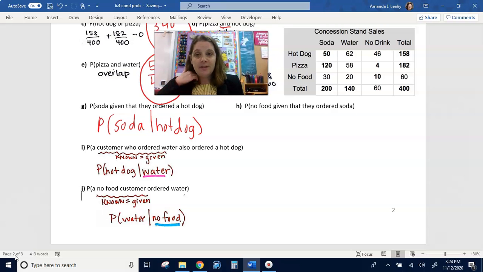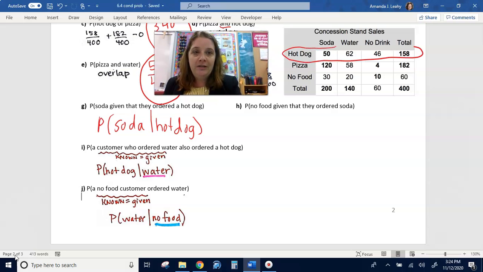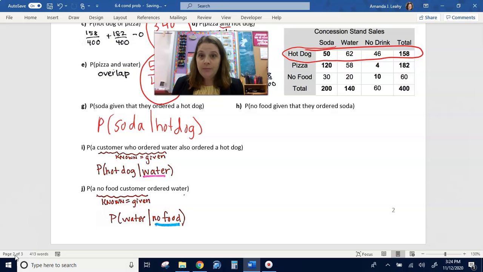All right, so the way you want to think about this in terms of conditional probability, I don't really want to use the formula for this. Instead, I want to think about this in terms of a reduced sample space. If it's given that they ordered a hot dog, what that means is that I am literally only looking at the data from the table where the person ordered a hot dog. So I am not looking at all 400 people anymore. I am only looking at the 158 people who ordered a hot dog.